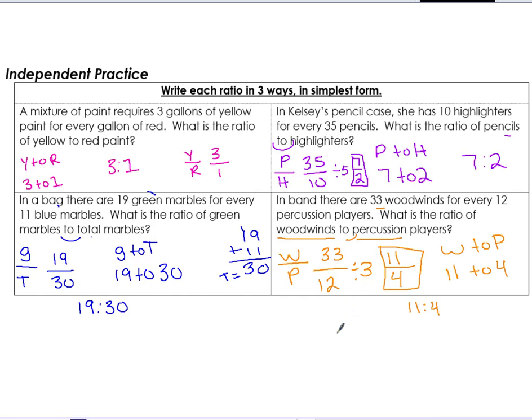Okay, you should have gotten 11 to 4. Originally, it's 33 over 12, but if we simplify that by 3, we get 11 to 4.